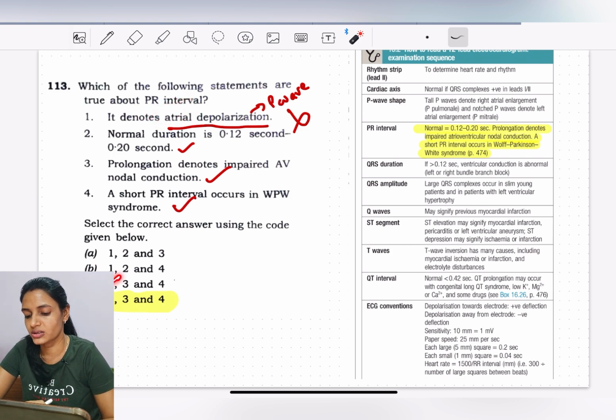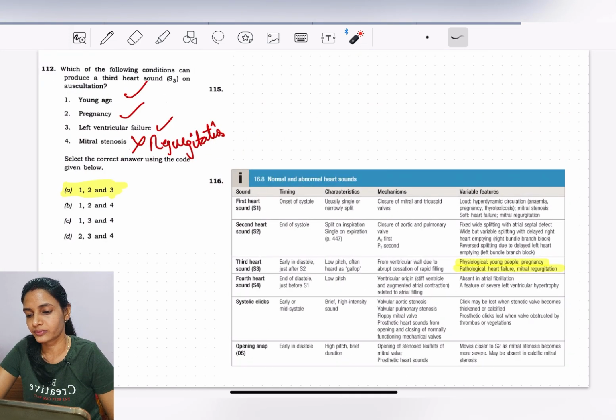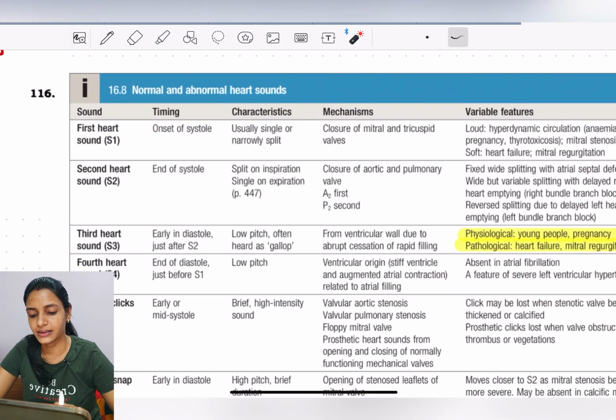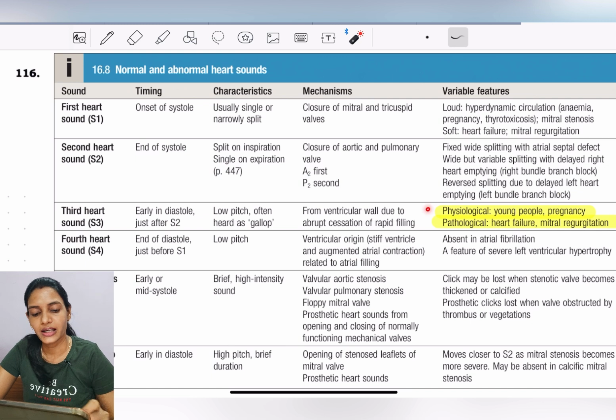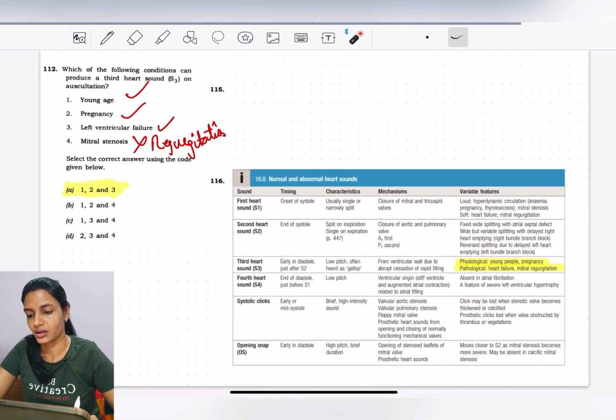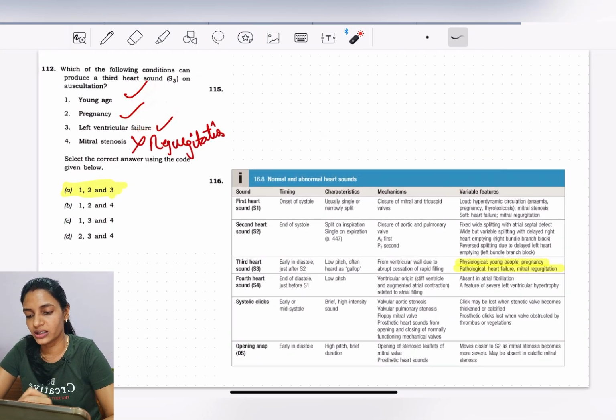So answer for this is 2, 3 and 4. Next they are talking about the third heart sound on auscultation is produced in. So we can see here that the third heart sound is physiologically produced in young people and pregnancy, while pathologically in case of heart failure and mitral regurgitation. So 1, 2 and 3 are true.